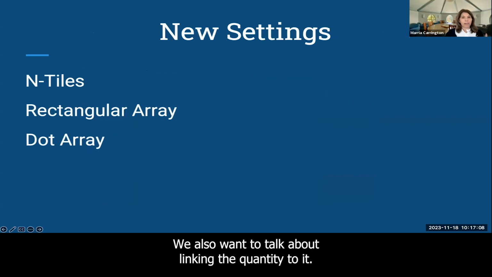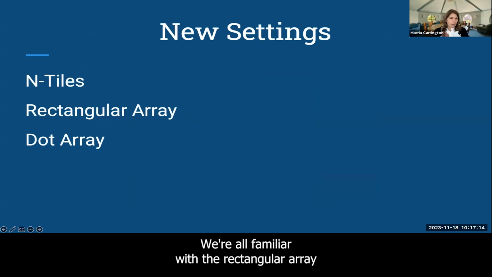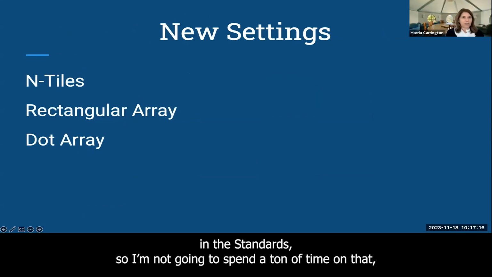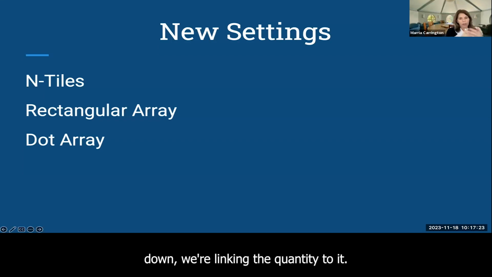We also want to talk about linking the quantity to it. So I'm going to talk about these 3 settings today. We're all familiar with the rectangular array. It's in the standards. I'm not going to spend a ton of time on that. But we want to make sure kids are linking. Once they've got some of the sequence down, we're linking the quantity to it. So what do I mean by n tiles?